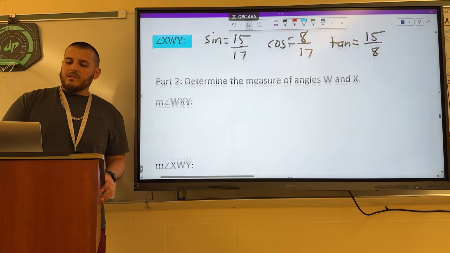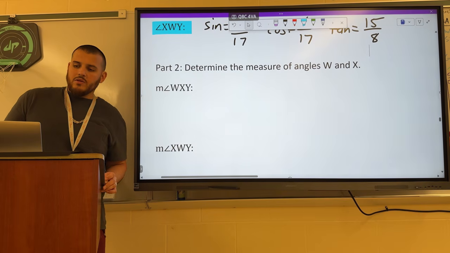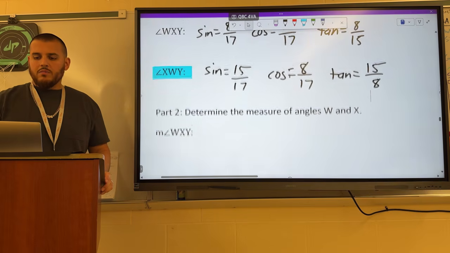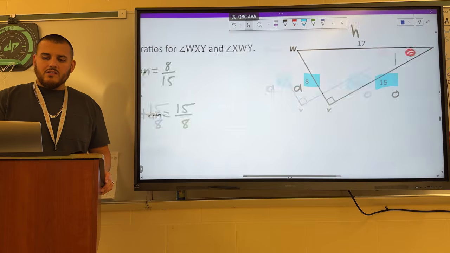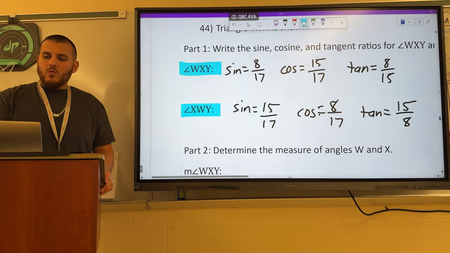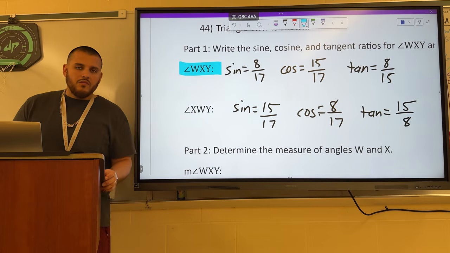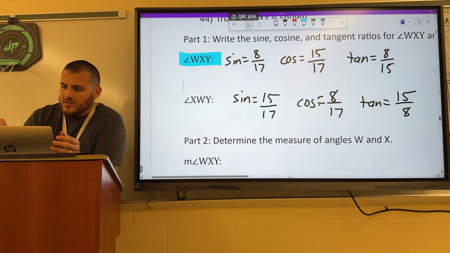Part 2 is asking me to find the measure now of those angles, W and X, right? Using 3 letters here to name them. The measure of angle WXY, so that is this angle that we're solving for first. That is this angle here. We can use any of these three ratios to solve for the measure of that angle, right? For example, if I want to use the sine ratio, I would write this.